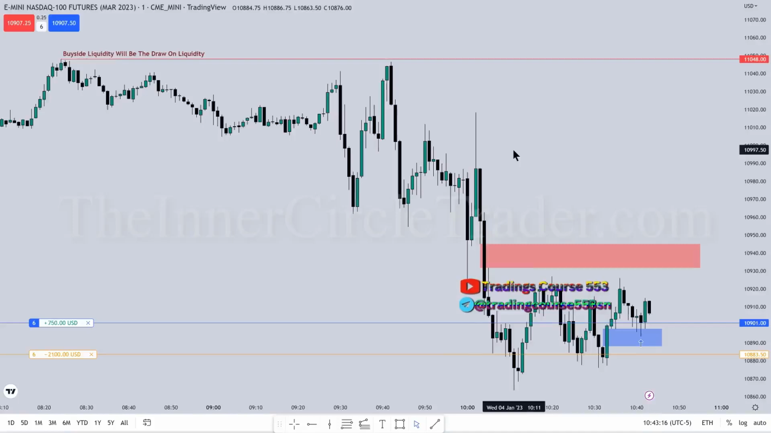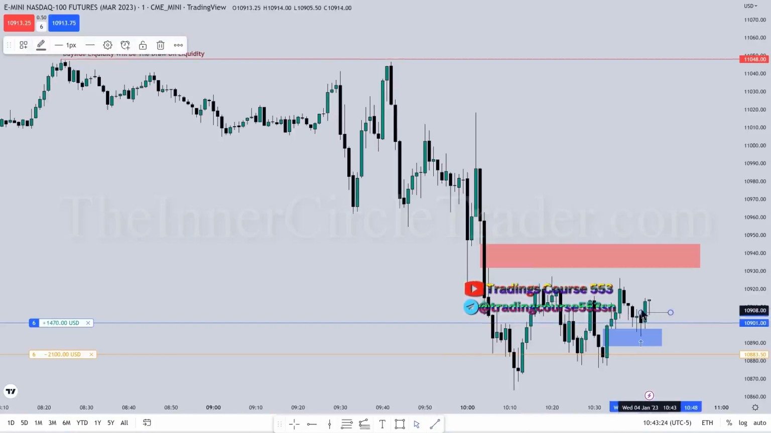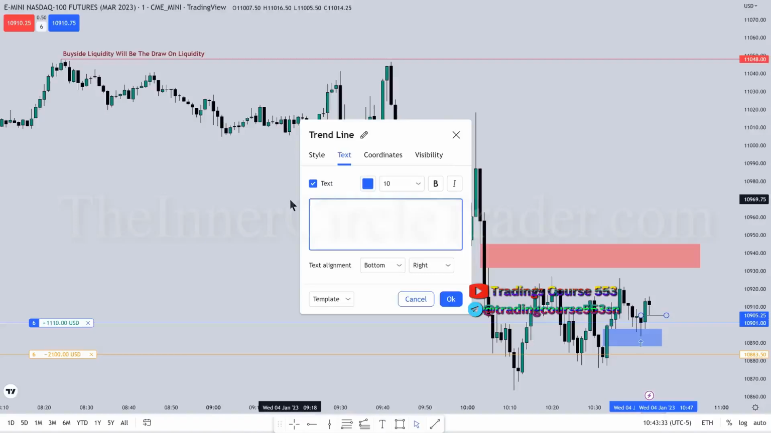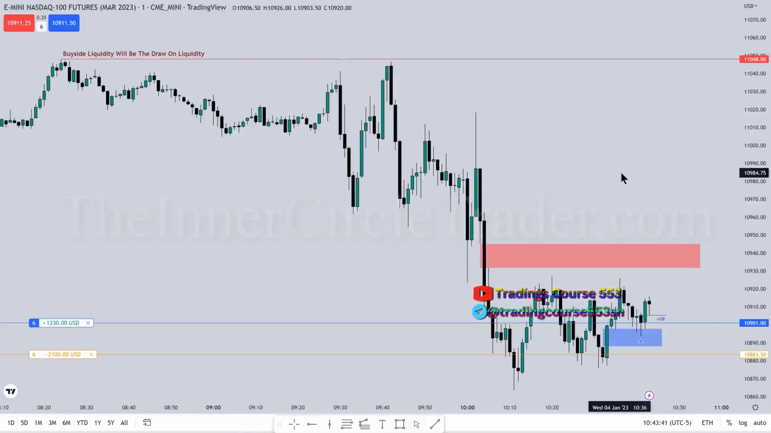So buy side liquidity, that's where my initial draw on the market is. So this is a market maker buy model, and you can learn more about that in my Scout Sniper series, which is free on this YouTube channel as well. So there's the order block. I'm waiting for price to move away from that.